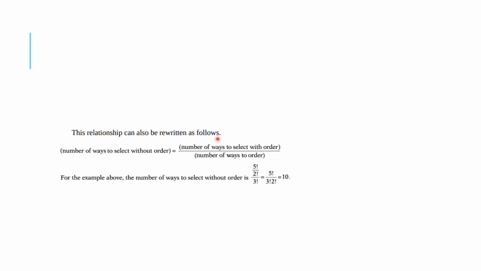This relationship can also be written as follows: the number of ways to select without order is equal to the number of ways to select with order over the number of ways to order. For the example above, the number of ways to select without order is 5 factorial over 2 factorial, over 3 factorial. That is 5 factorial over 2 factorial times 3 factorial, that is 10.